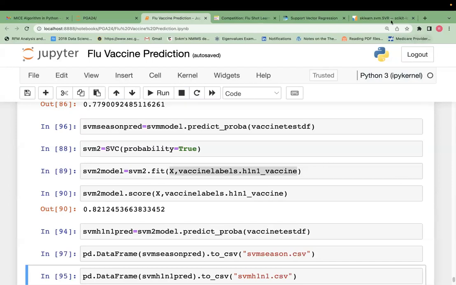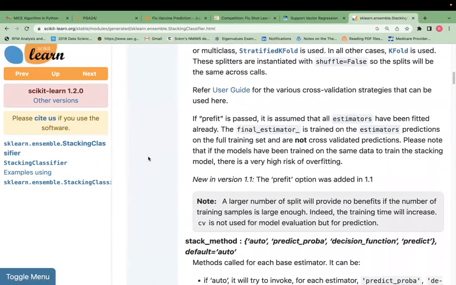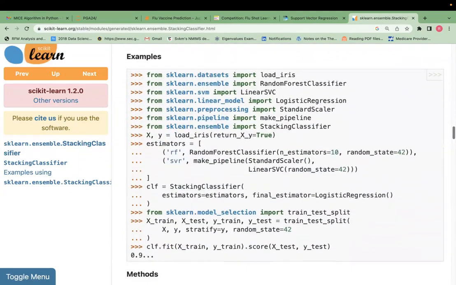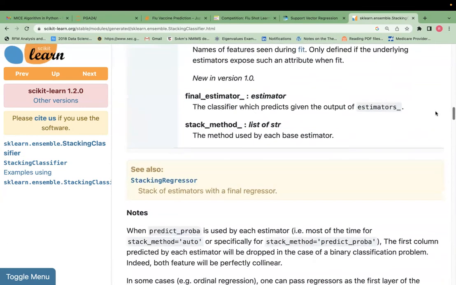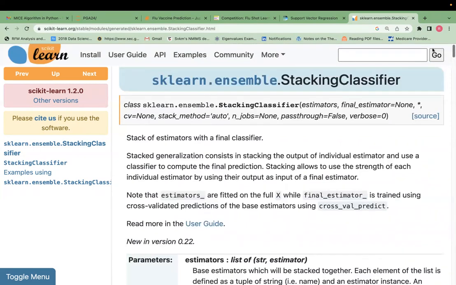There is something called stacked ensembling, the stacking classifier, where you can specify multiple models and build multiple models at once. So look at this code: random forest, linear SVC, logistic regression, stacking classifier. Estimators equal to RF, random forest, SVR, make pipeline with standard scaler and linear SVC. You can define multiple models, give your final estimator, and multiple models will be built and you will also get the best fit model. Similarly, stacking regression is also there, where you can build multiple models in one go and finalize which is the best fit model.